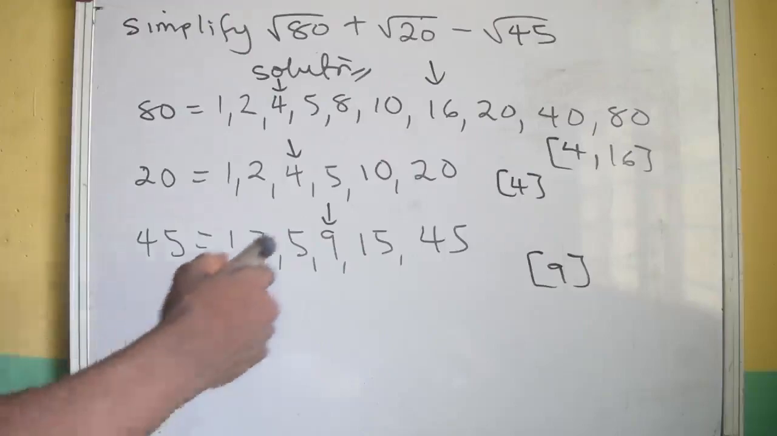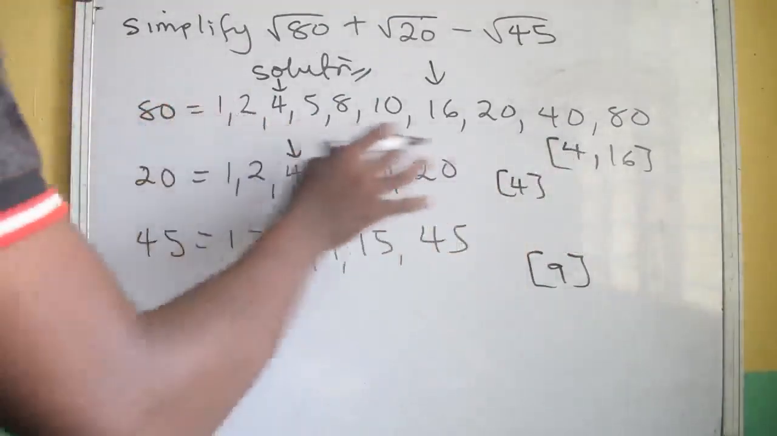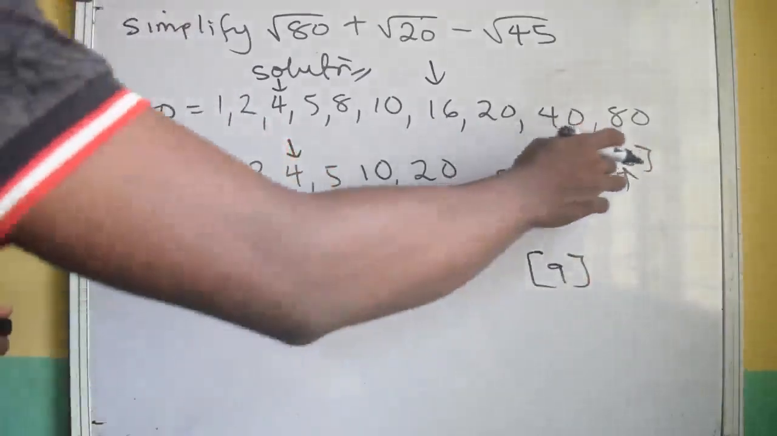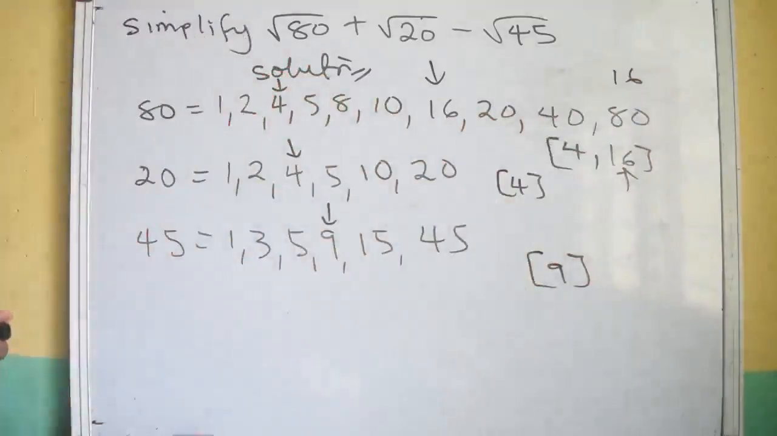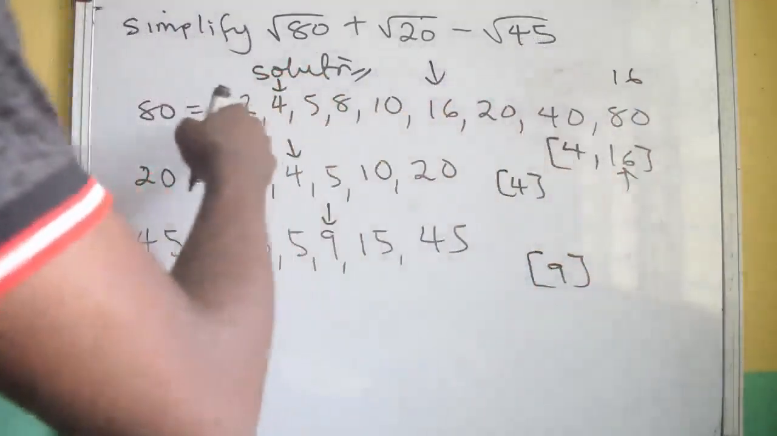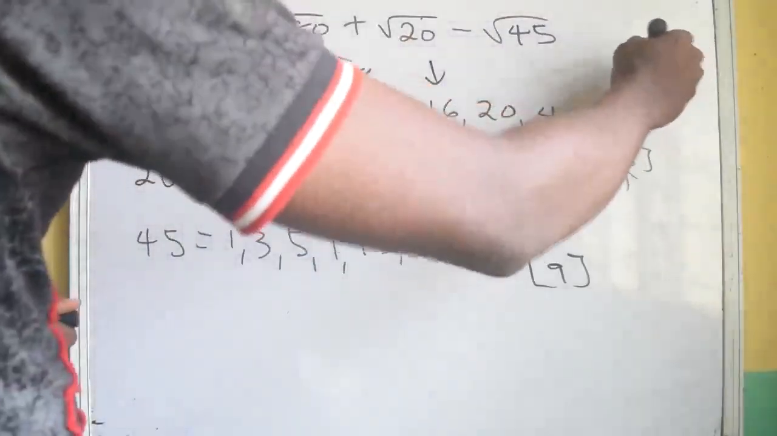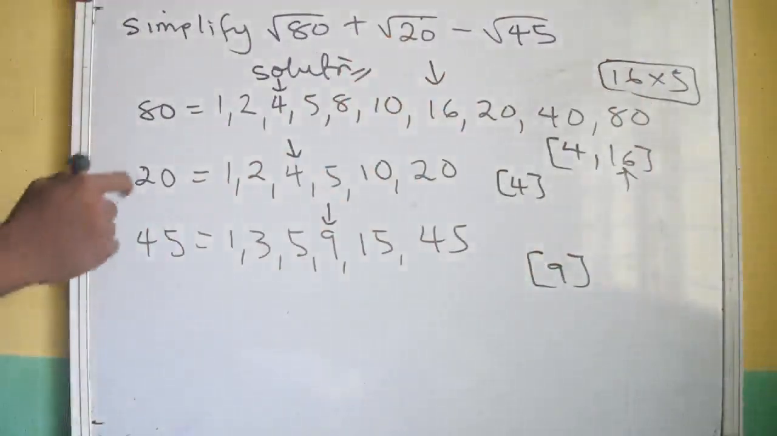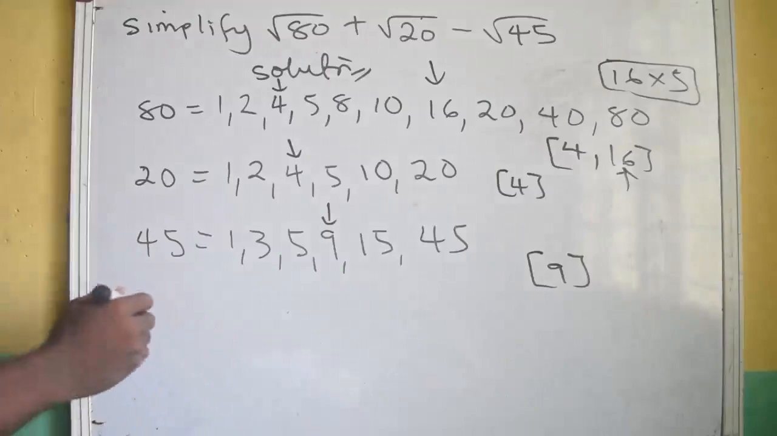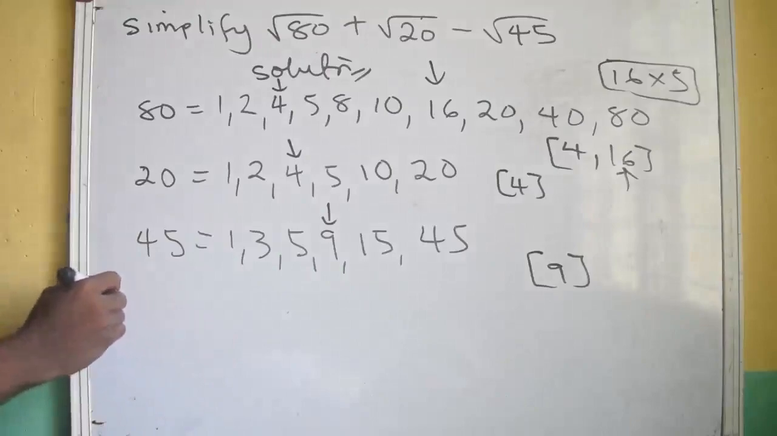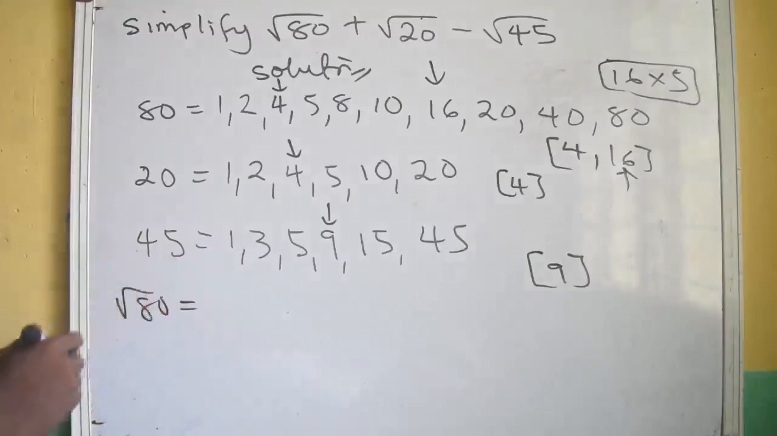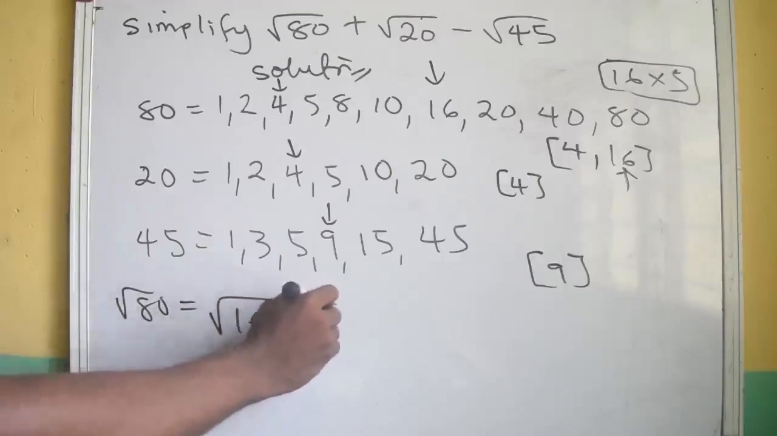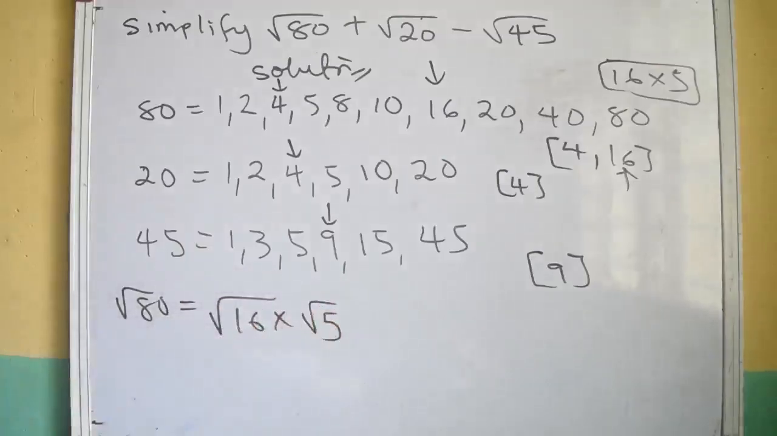Since we get two perfect squares for 80, you select the bigger perfect square. After selecting 16, you ask yourself, what will multiply 16 to give you 80? That thing is 5. So 16 times 5 will give you what? 80. So instead of writing root 80, you and I know that it is the same thing as saying root 16 times root 5. So these two things are the same.